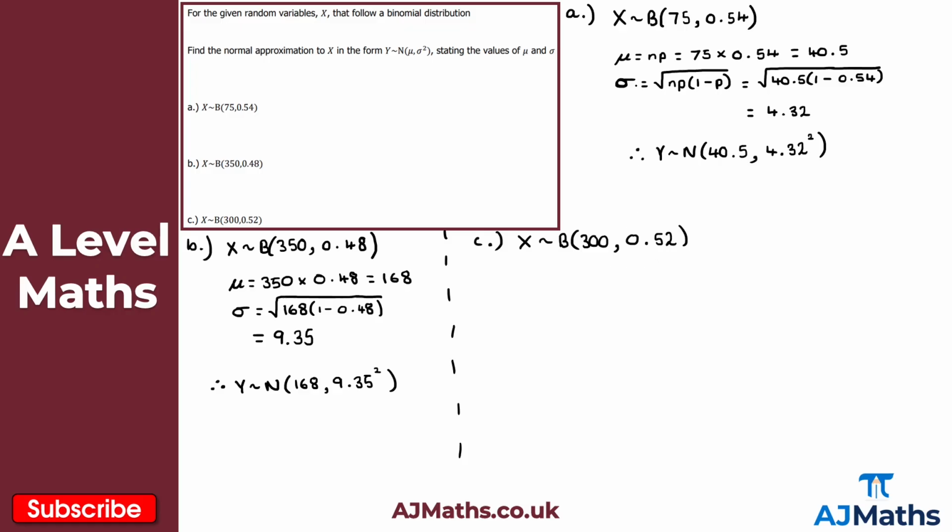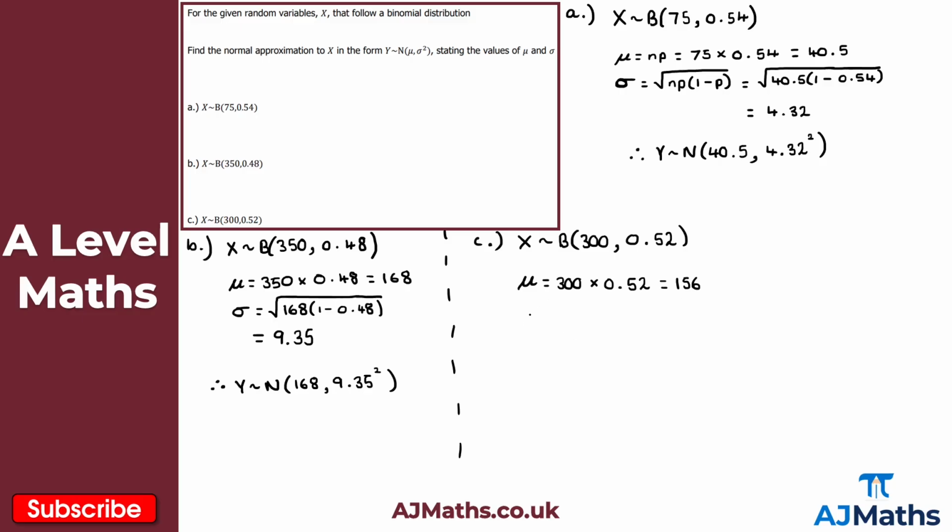So again, I need to start by finding mu here. So nice and straightforward then. Mu is equal to n, which is 300, times p, which is 0.52. So again, just evaluate this here. 300 times 0.52. What you should get then is 156. You get 156 there for mu.